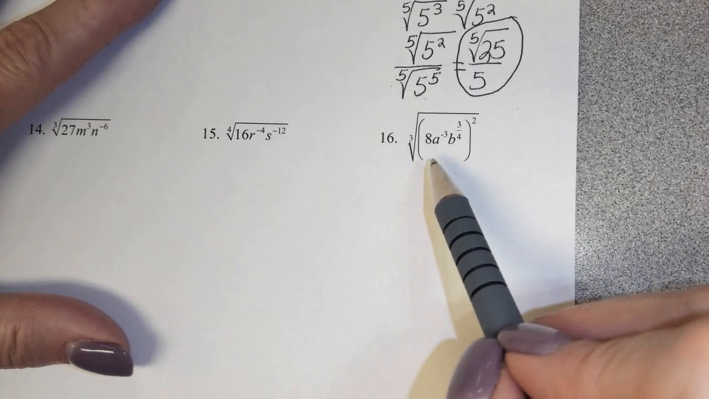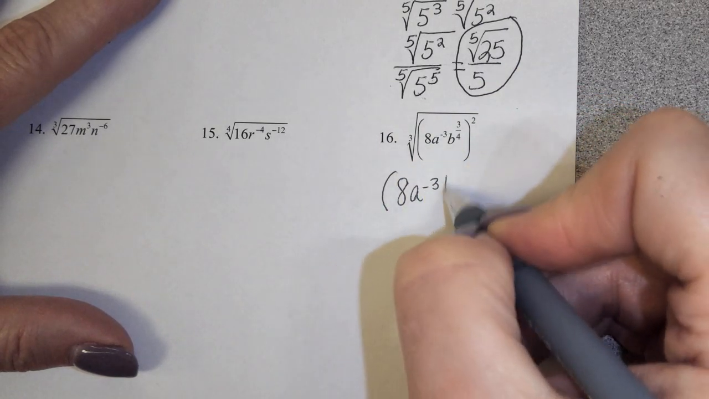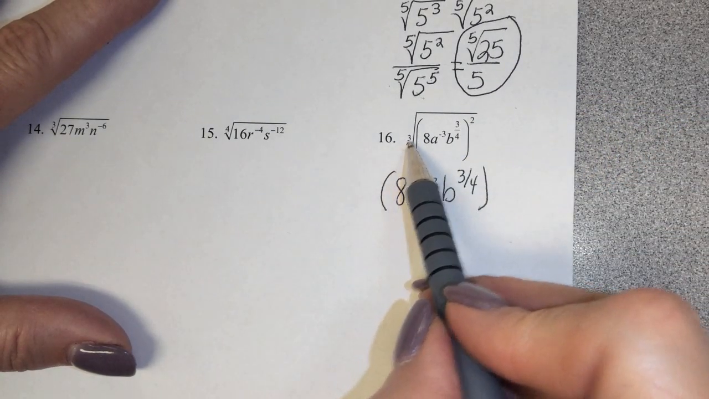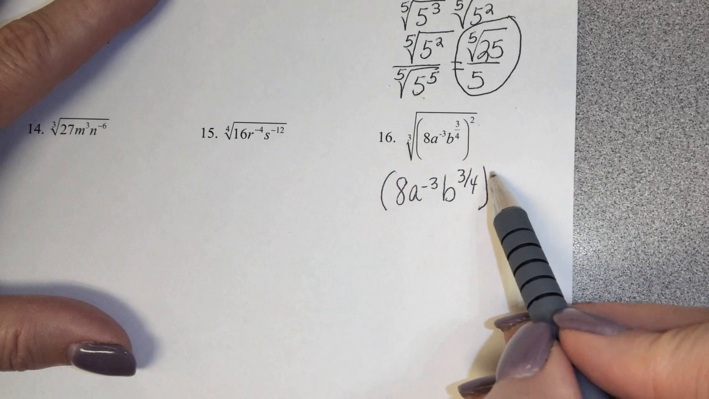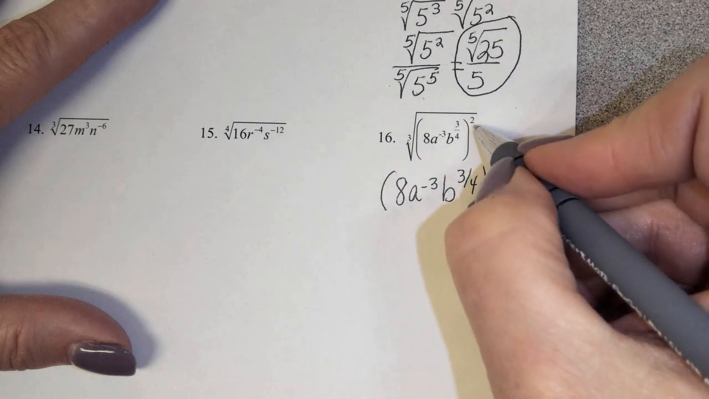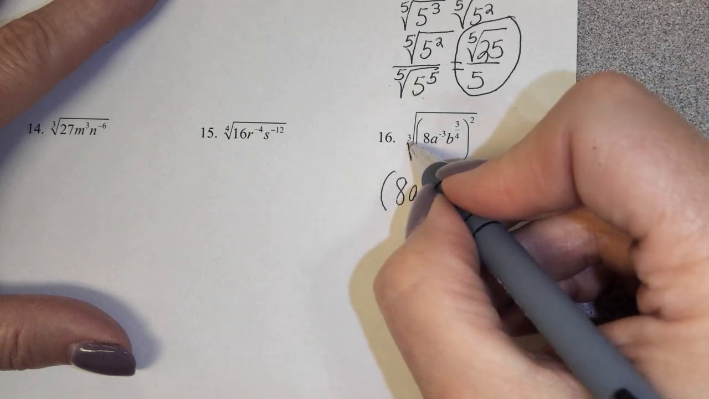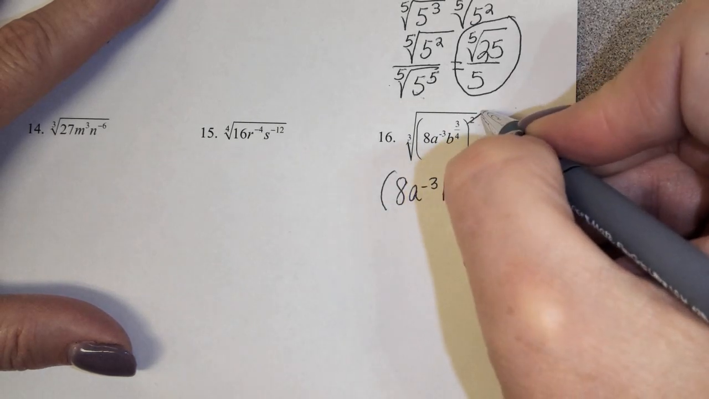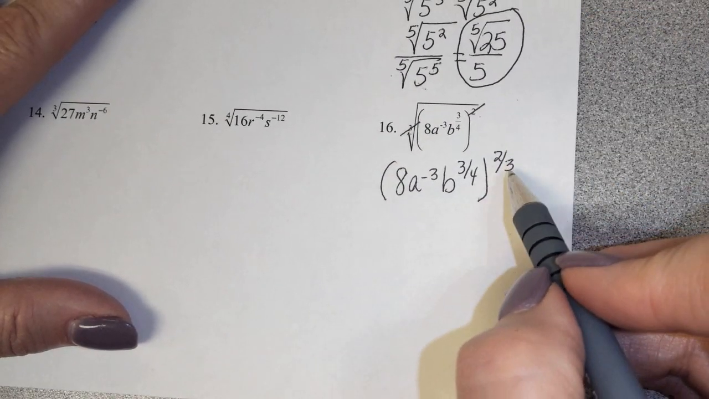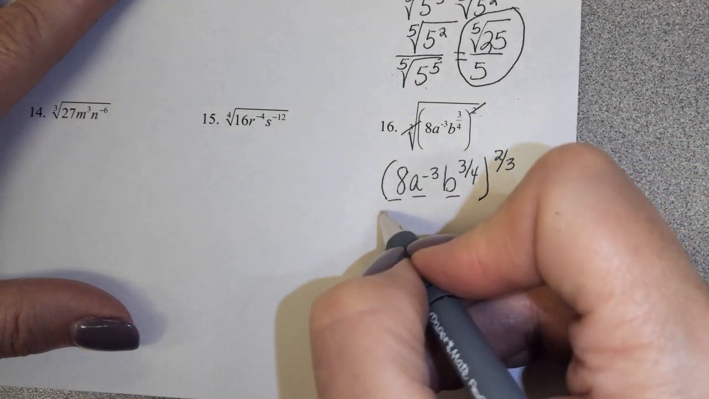Alright, let's look at number 16. I've got 8a to the negative 3, b to the 3/4. Now look at this. This is the root, this is the power. So what is everything getting raised to then? What's the power? 2, and what's the root? No. 3. I'm doing this power and this root. I'm doing them both at the same time.